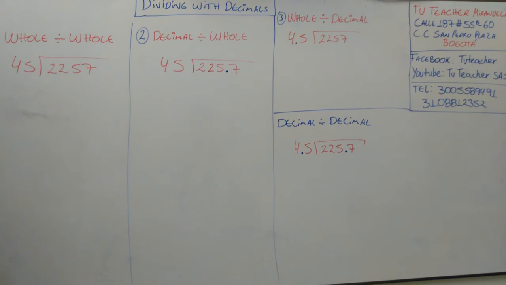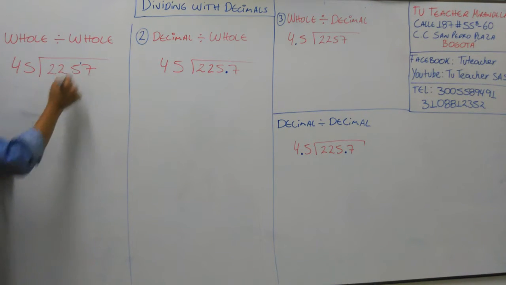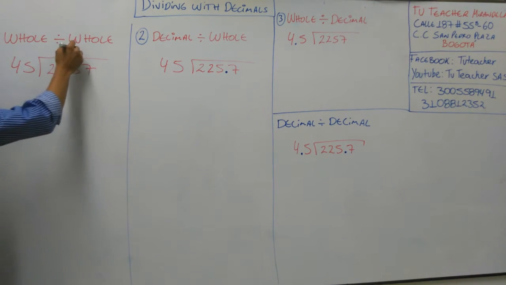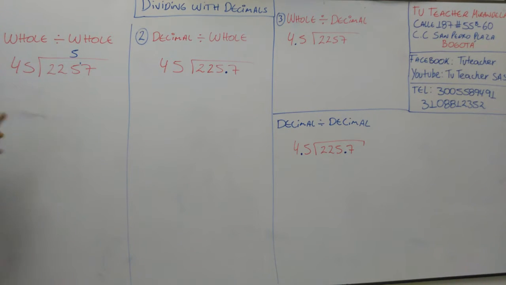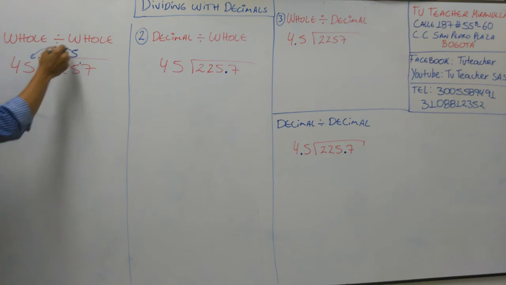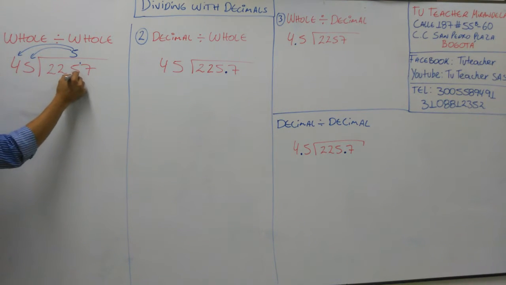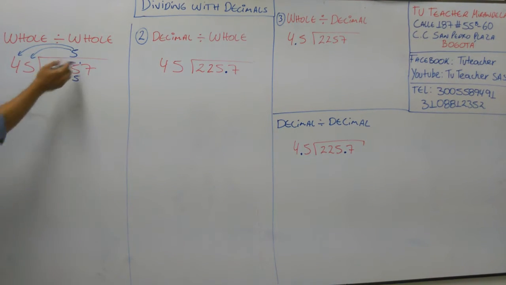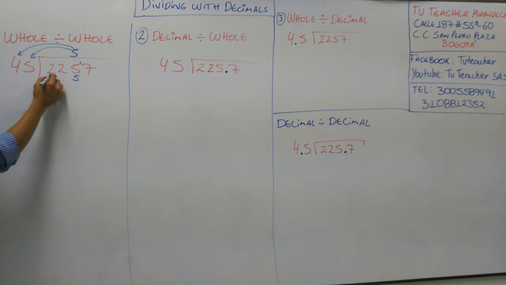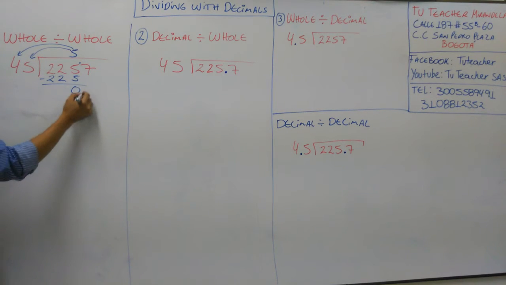Let's begin. First of all, right here, we need to figure out how many times 45 fits in 225. It fits 5 times. So we can do it this way. We can multiply each one of the numbers by 5. So first we're going to multiply 5 by 5. We get 25. Carry 2. And 5 times 4 is 20 plus 2, 22. We subtract this and we get 0.